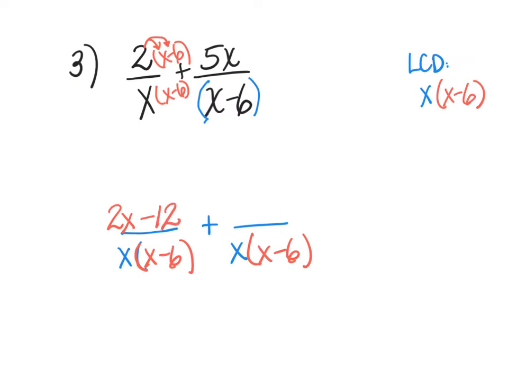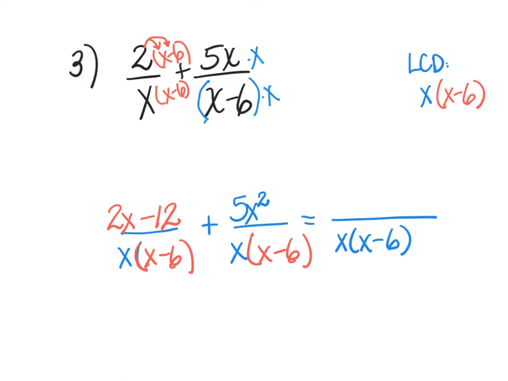And in the second fraction, what I'm missing is the single x. So I'm going to multiply the numerator and the denominator by the single x. So now I have 5x times x is 5x squared. All right, now that I have that common denominator, I'm going to keep it, x times x minus 6, and then I'm going to combine like terms in my numerator.